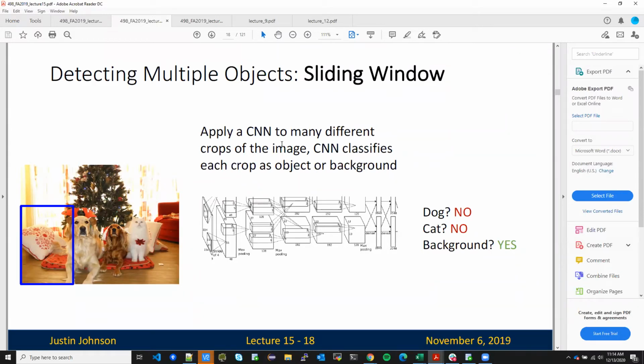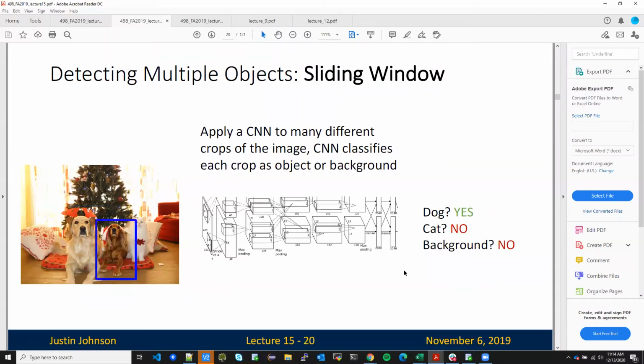So you crop an image, and then you go back to the traditional CNN that we learned, that we've just been talking about, and you just say, okay, there's a dog, cat, or you say background. You just add a background class. But you immediately run into a number of issues here.